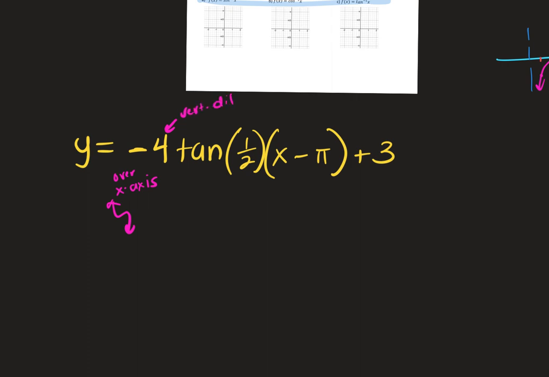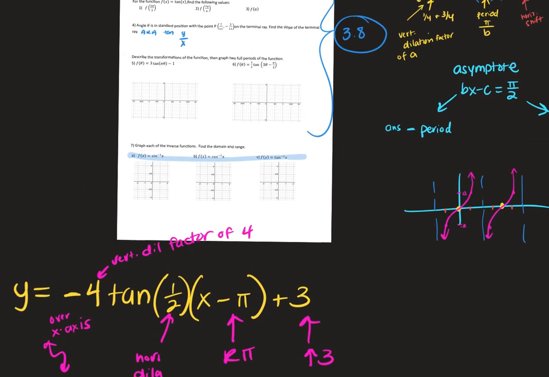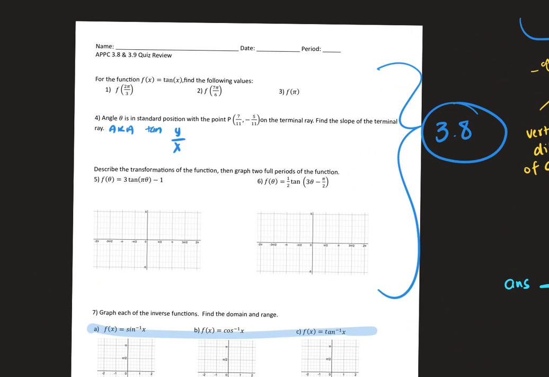Vertical dilation, factor of 4. The half. Horizontal dilation, factor of 2. Minus pi, right pi, plus 3, up 3. Okay, so that's describing the transformations, which I think the directions say: describe the transformations of the function, then graph 2 full periods of the function.